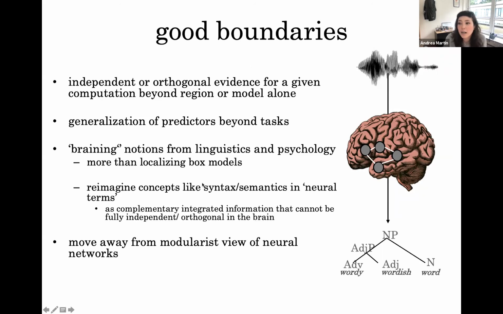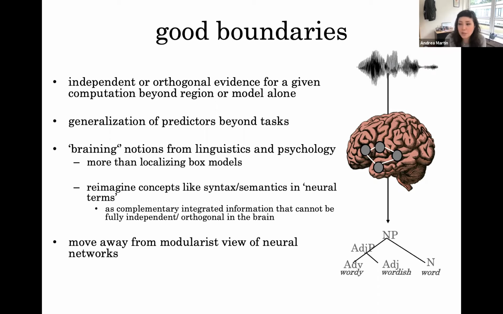All right. Okay, these are other things just to keep in mind. So I think that independent or orthogonal evidence for a given computation beyond a particular brain region or beyond a particular model is always needed. So we really want to say, okay, because of multiple realizability and Kolmogorov complexity, what evidence do we have that this is really the computation that's at stake?